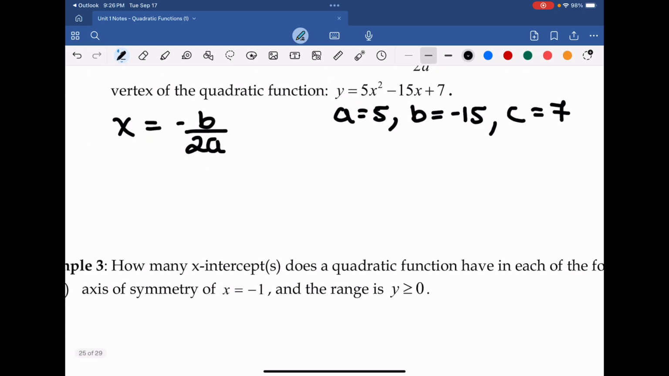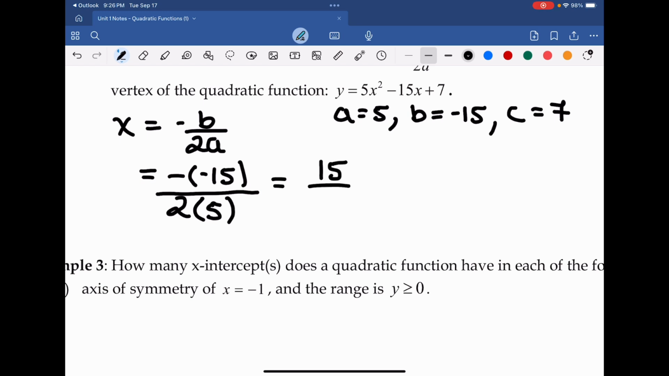Now, if this is the case, let's plug these values in. Negative b, we're going to make sure we plug in the negative 15 here because the negative out front of the expression is already there. Divided by 2 times the a value, which is 5. This is going to give us negative negative, which is a positive 15, divided by 2 times 5, which is 10. When we reduce this, it gives us 3 divided by 2, or we could write it as a decimal of 1.5. Now, this hasn't actually given us the value fully yet. If we know that this is the x value at the vertex, they want the full vertex.